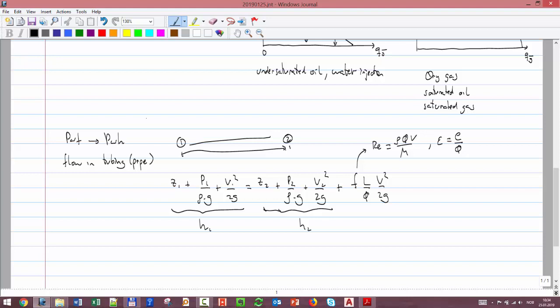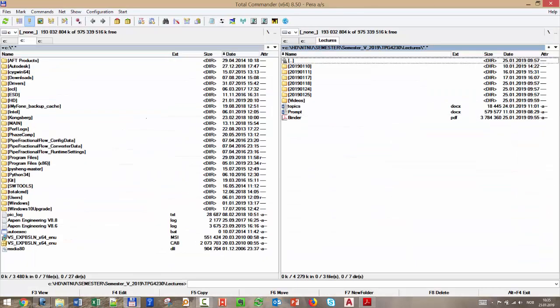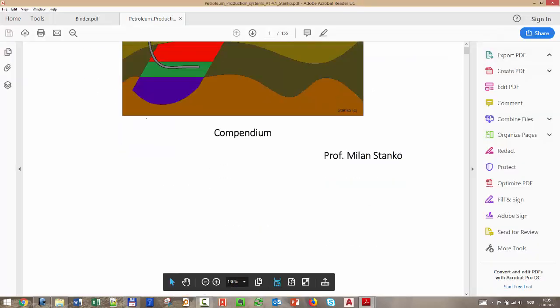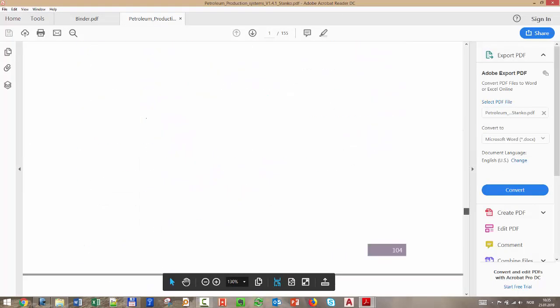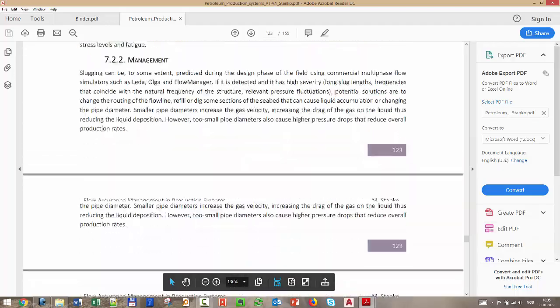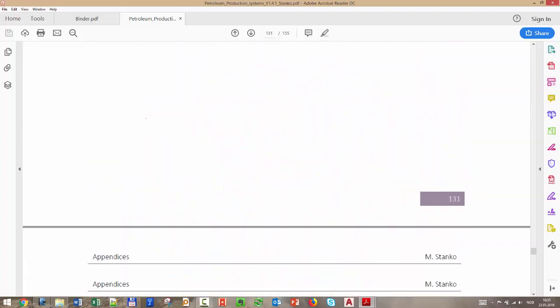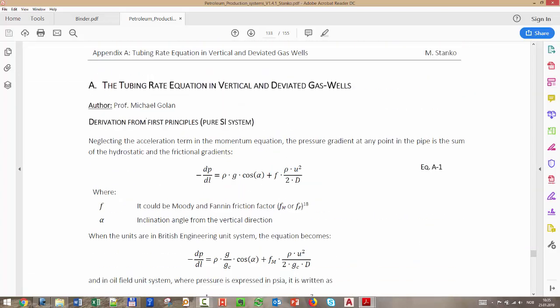So if you see that change, that gives you the impression that you have to make the calculation step by step. You cannot do it just in one go, but you have to make a step calculation. I'm not going to go through the whole derivation here. It's also not the point of this course, but I just want to refer to my compendium. It's one of the appendices, and actually this was written by Professor Michael Golan, where you can see the whole derivation.